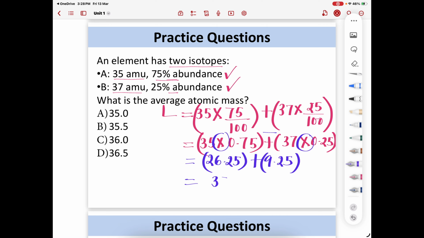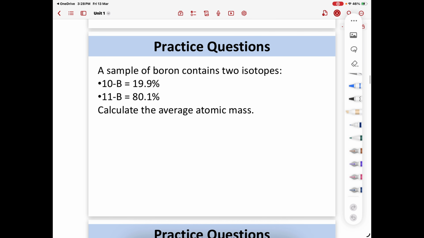So you get the answer to be 35.5 AMU. So the answer is B. Simple calculations, but be mindful of where there can be an error. You have to divide this percentage by 100 so that you get a fraction, and put the multiplication sign between the isotope mass and the fraction, and then add the mass of all the isotopes. All right. Next question, I want you to pause the video and try to solve it by yourself.